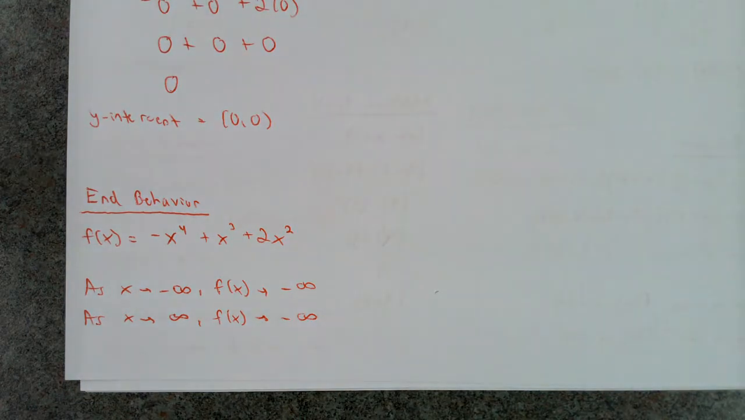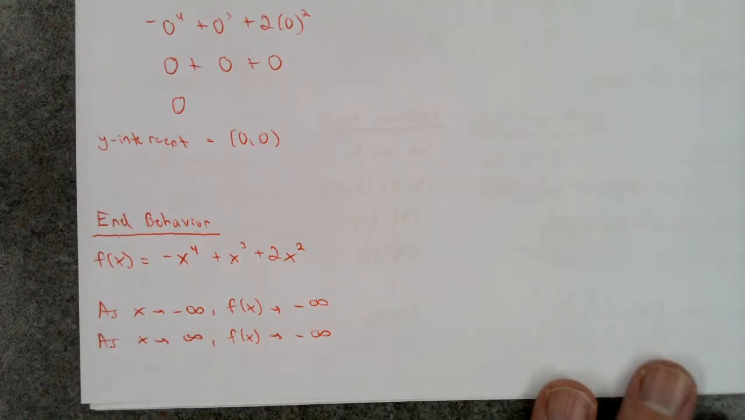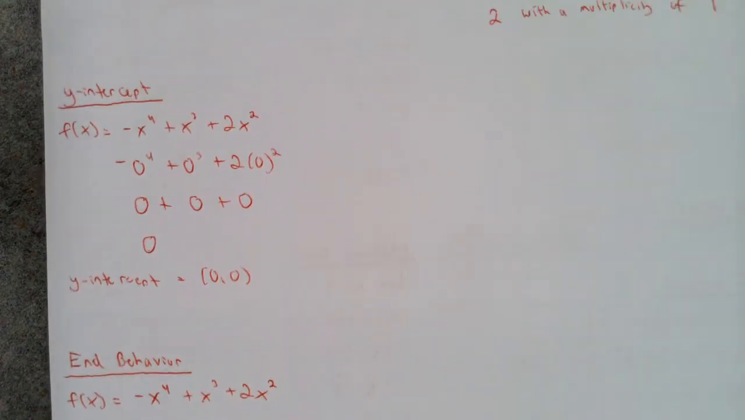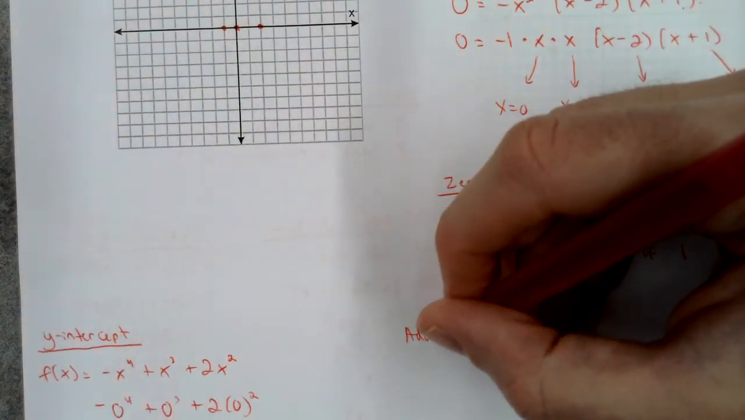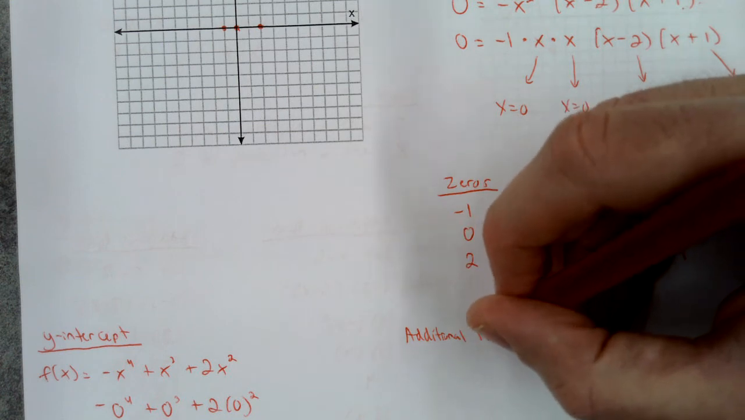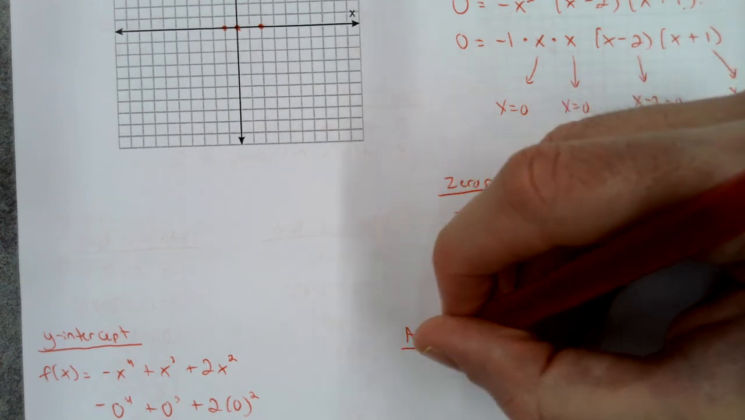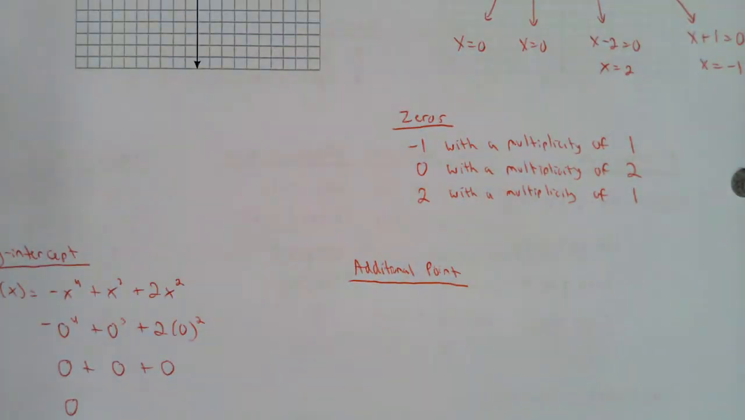Now let's get a few additional points. Probably gonna go with, I'll go with 3 more. Let's do x equals 1.